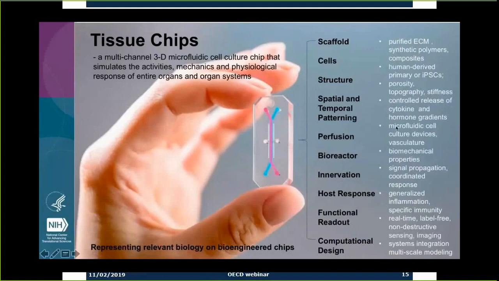Perfusion, because these are now 3D constructs, there needs to be a microfluidic representation of vasculature and ability to flow nutrients and oxygen into these 3D constructs through either vasculature or microfluidic channels. In the bioreactors itself, biomechanical properties are represented, and then signal propagation, coordinated response for innervation, generalized inflammation and specific immunity for host responses. And we're also trying to develop real-time, label-free, non-destructive sensing capabilities to do functional readouts, and that would include imaging, and then being able to take in vitro and correlate that to in vivo through systems integration and multi-scale modeling.